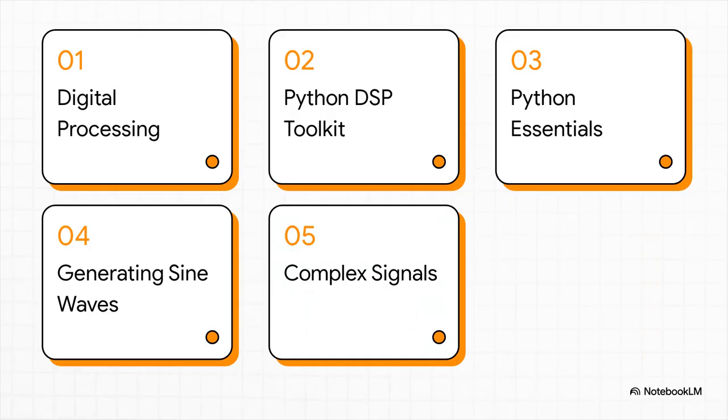Here's our roadmap for today's lab. First, what is digital processing? Second, the Python DSP toolkit. Third, Python coding essentials. Fourth, generating a sine wave. And finally, plotting complex signals.